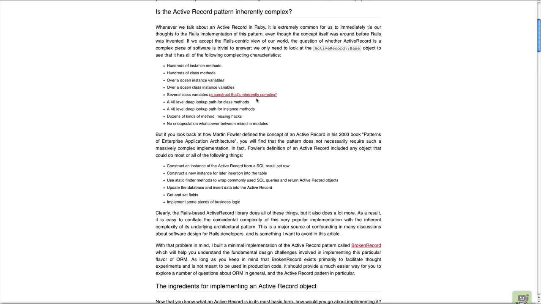A 40 level deep method lookup path for class methods, a 46 level deep lookup path for instance methods, dozens of kinds of method missing hacks, no encapsulation whatsoever between mixed modules.